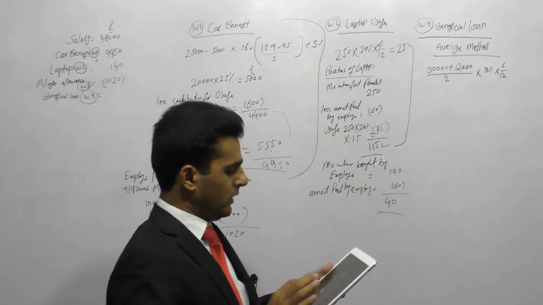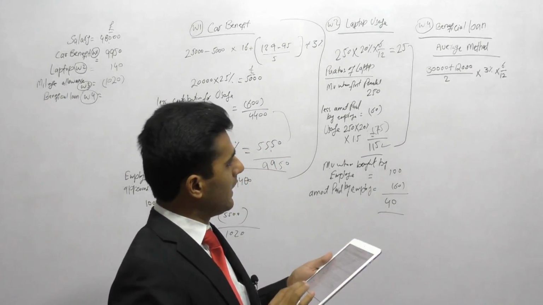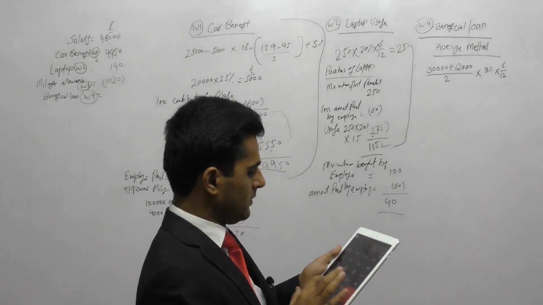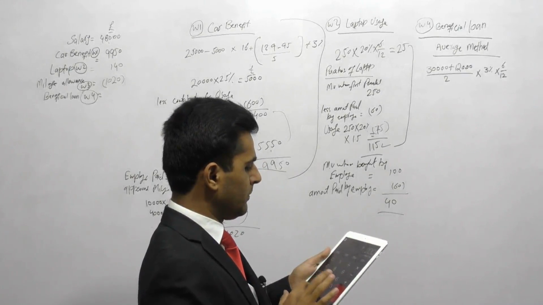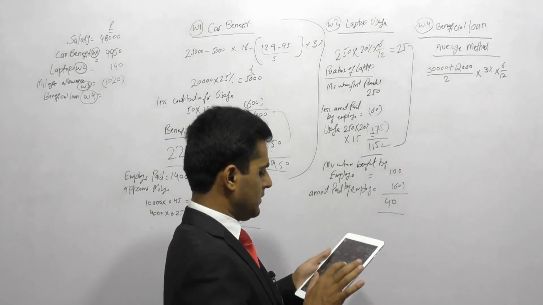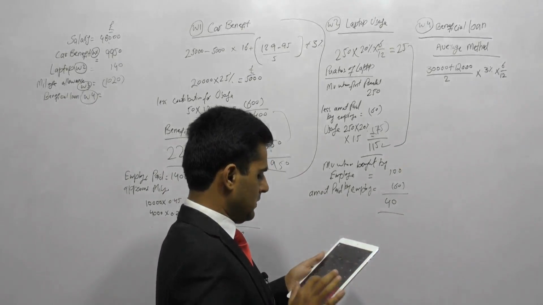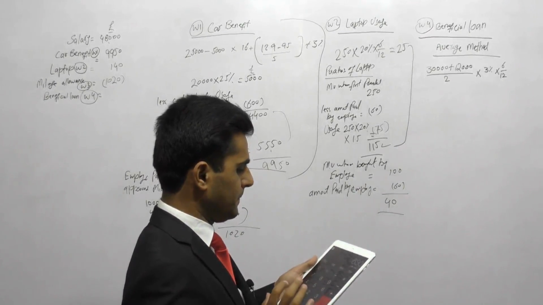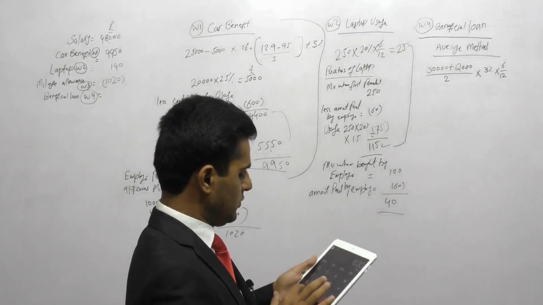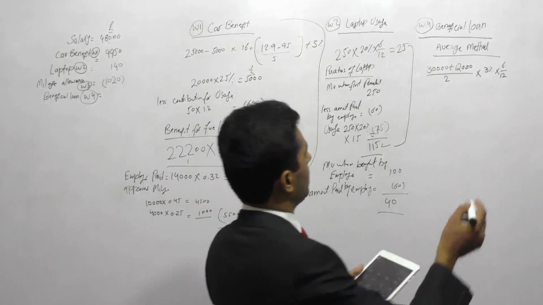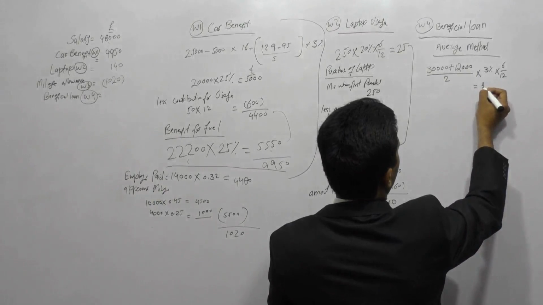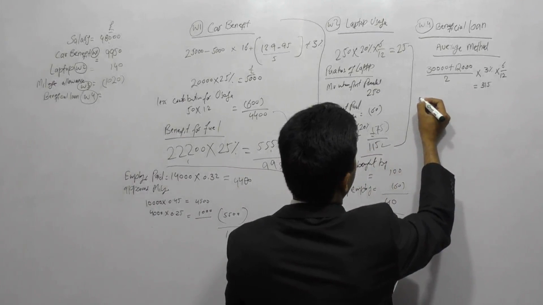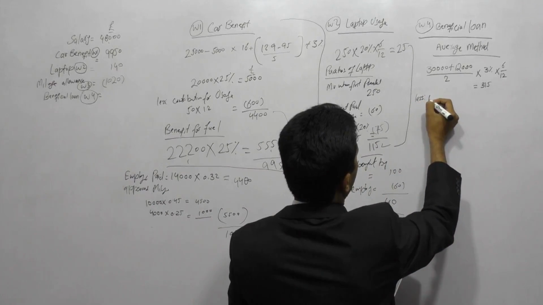So let's do the calculations. That is 30,000 pounds plus 12,000 pounds divided by 2. That comes to 21,000 pounds multiplied by 3%. 630 divided by 2, 315 pounds. So that comes to 315 pounds. And how much did he actually pay? Now we'll deduct the amount actually paid.